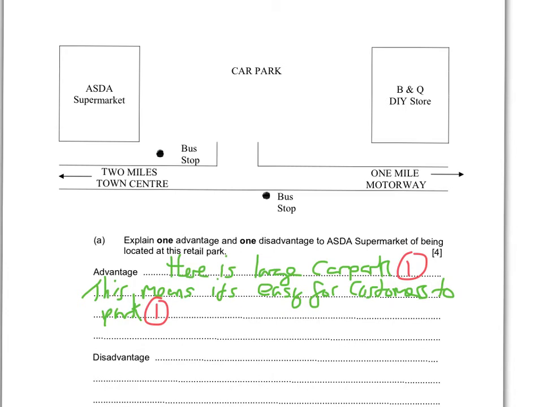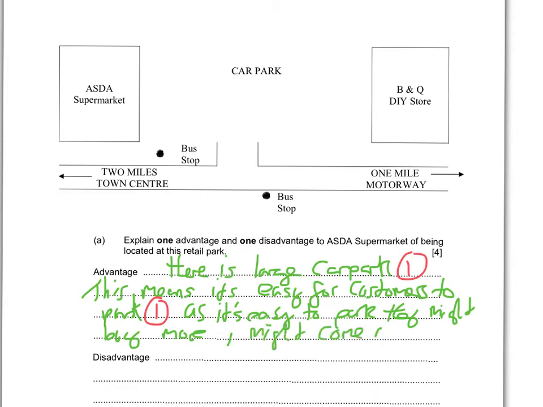Then you can add some more, and you can say, as it's easy to park, they might buy more. And as well as buying more, they might turn up more often. Okay, so what I've done there is I've made 4 marks out of absolute talking complete rubbish. And that's what you've got to do. You've got to keep on writing, even when you think it's rubbish, because that's where the marks are going to be.